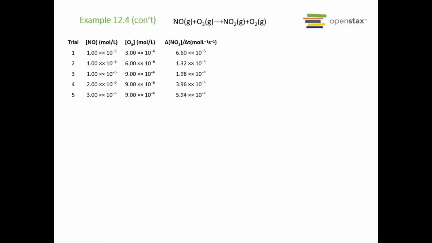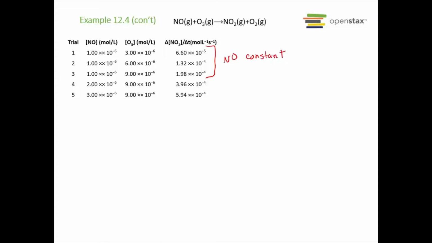And don't worry, I have this data on the next table. I don't know why it put two x's for the times 10 to the negative 6, but don't worry about that. It just means times 10 to whatever power. So let's look at this table. The first thing we should notice is that the first three trials all keep the same amount of NO. Okay, so here NO is constant.